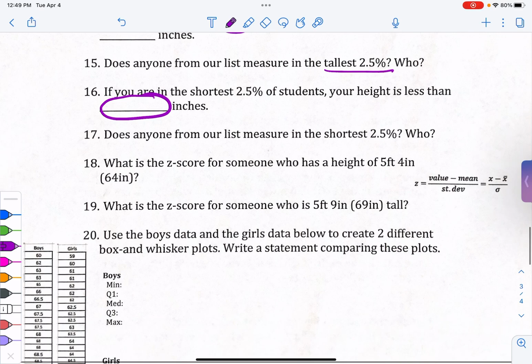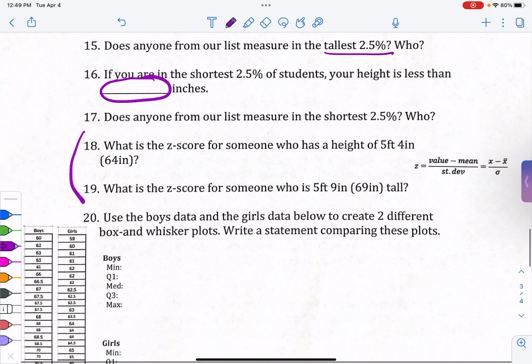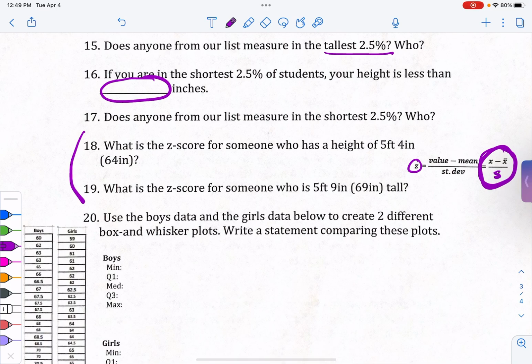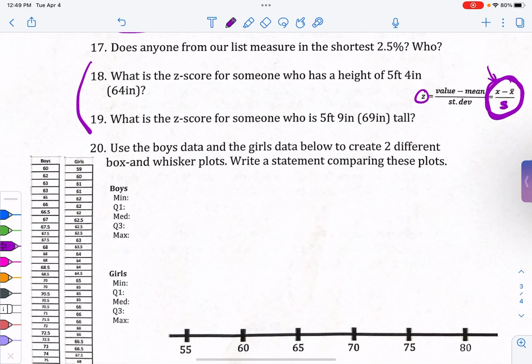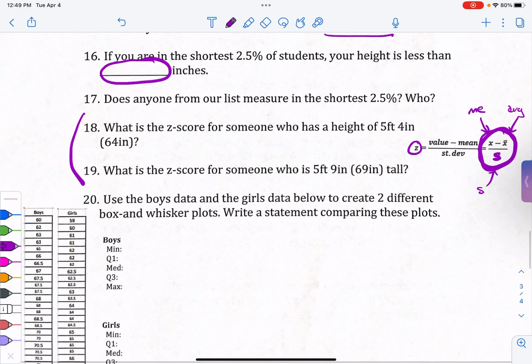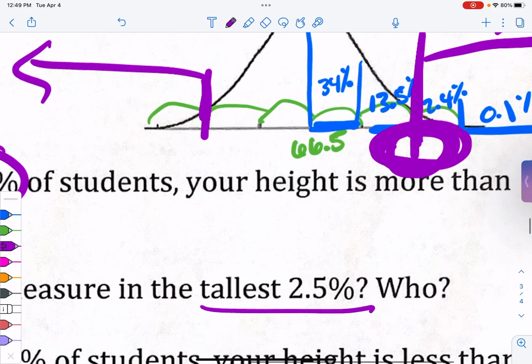The next two are going to be calculating z-scores, okay? And the z-score is x minus x bar divided by s. We usually call this variable s; they call it sigma, but that just means standard deviation. So x is me, this is my value, x bar is the average, and s is the standard deviation, okay? We want to calculate the z-score for somebody who is 64 inches tall. So 64 inches is going to be down here, right? 64 is a little less than 66.5.